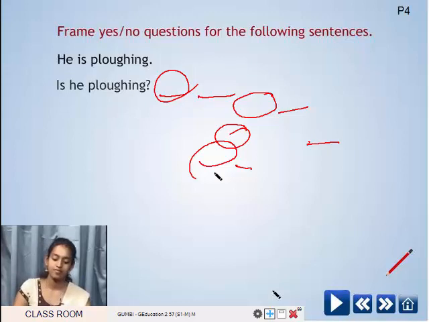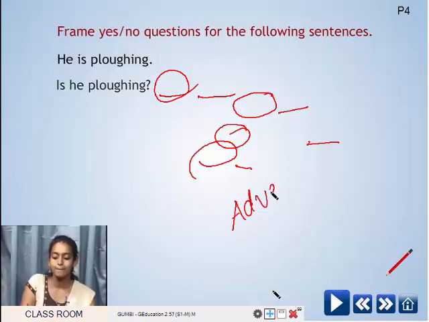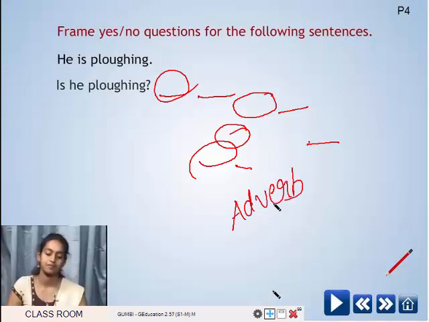Shall we write adverb on the screen, Akshata? So write the word adverb, A-D-V-E-R-B. So look at the word, children. It adds meaning to the verb. The meaning is there in the name itself. So if you remember that, you will be able to identify the adverbs.